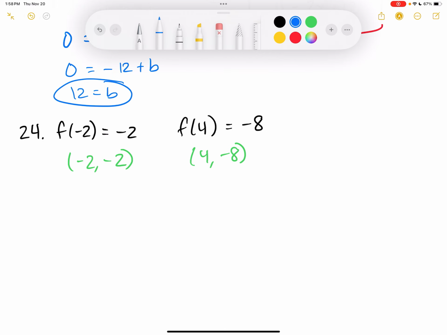So, find slope. How do I do that? You're gonna do negative 8 plus 2 over 4 plus 2. Yep. So on top, negative 6 over positive 6. Negative 1. So negative 1 is my slope.